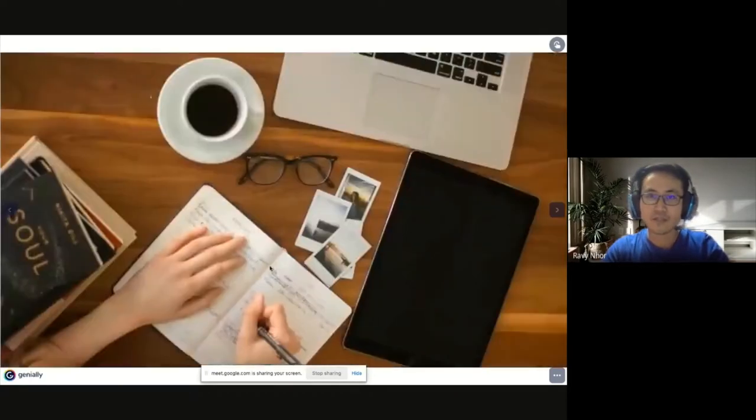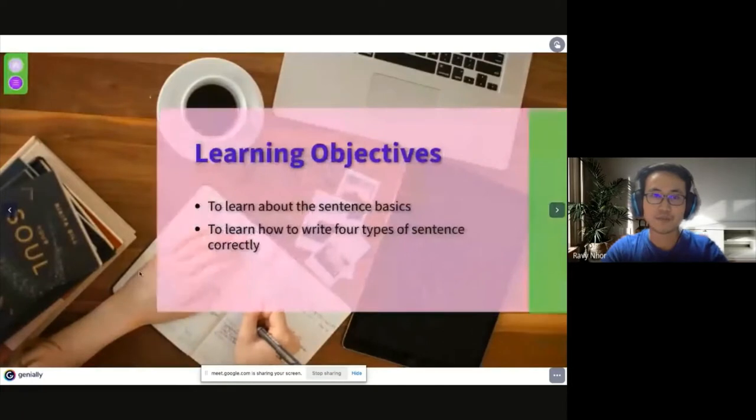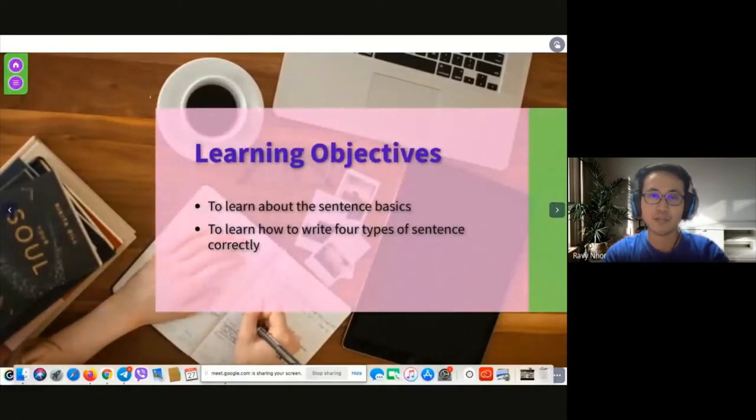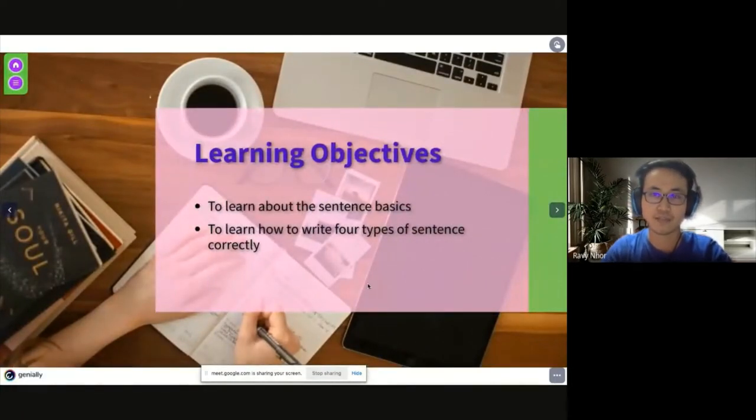Okay, so here are the learning objectives. First, to learn about the sentence basics. It means the parts of the sentence. How many parts does a sentence have? That you should learn in order to write a correct sentence. And another one, learn how to write four types of sentences correctly.